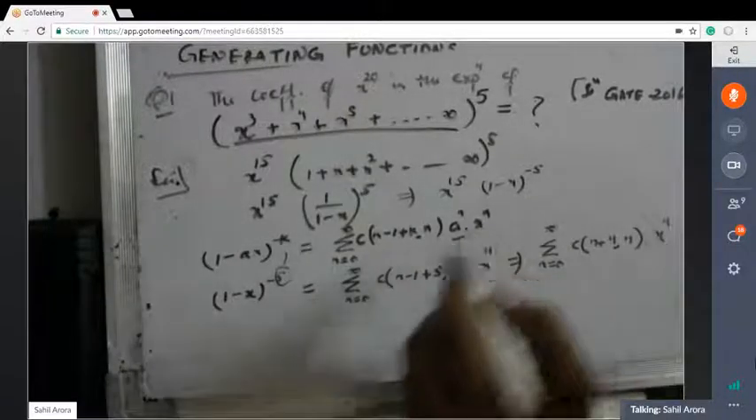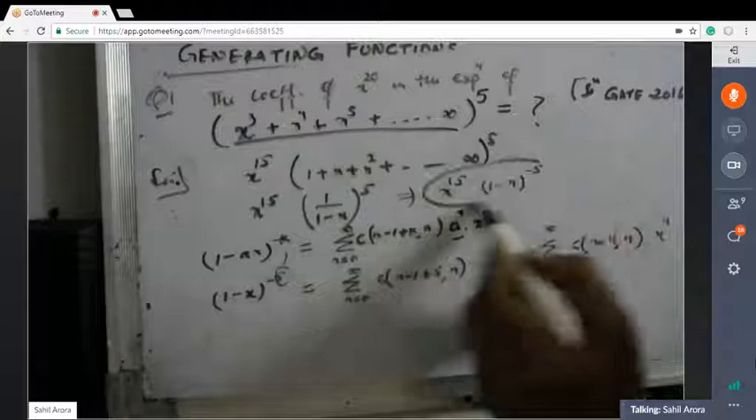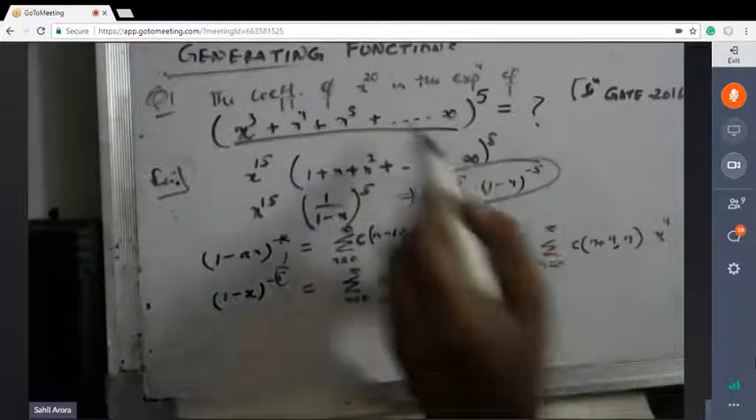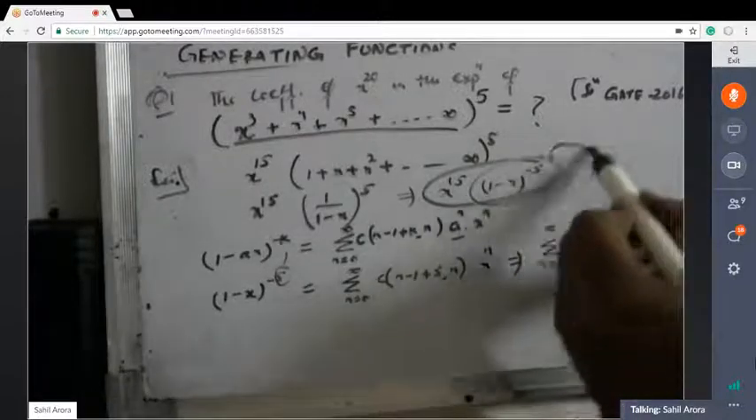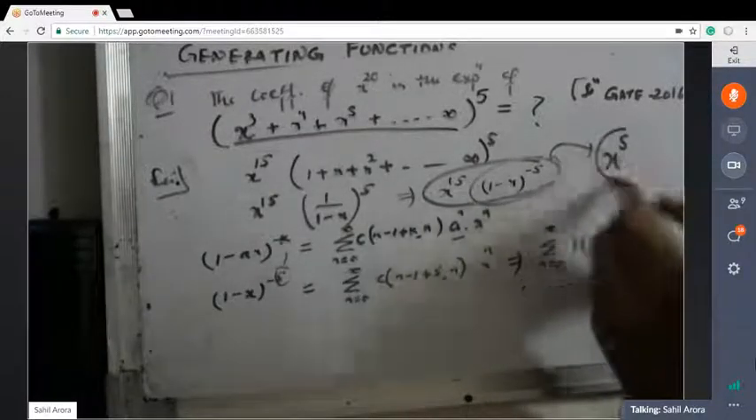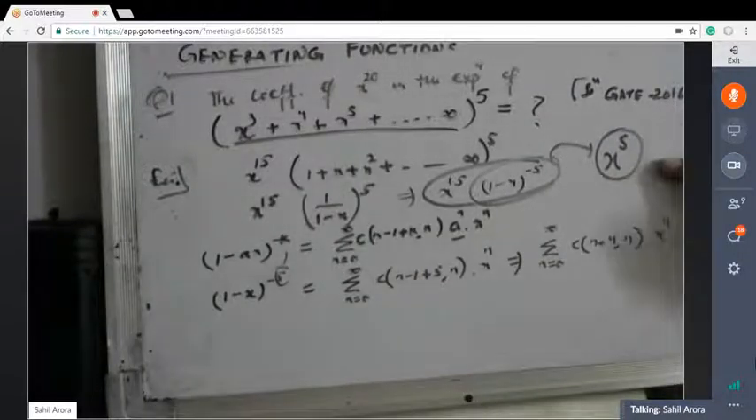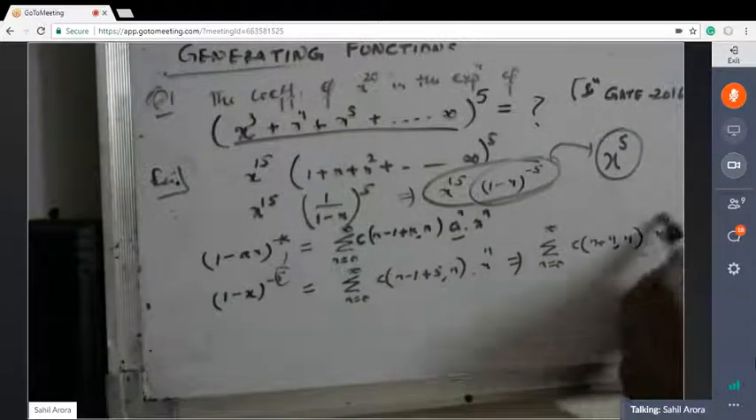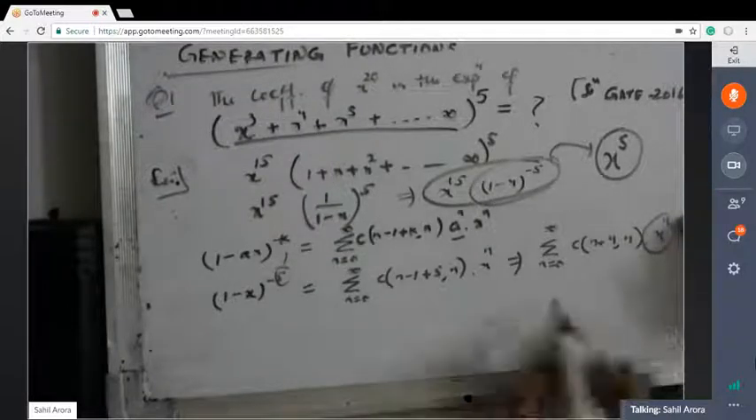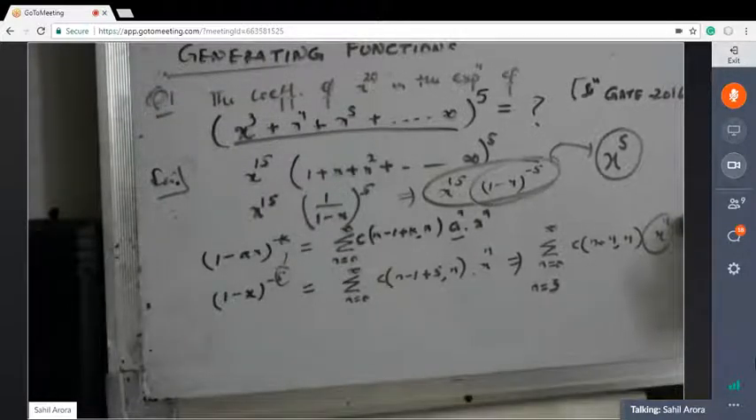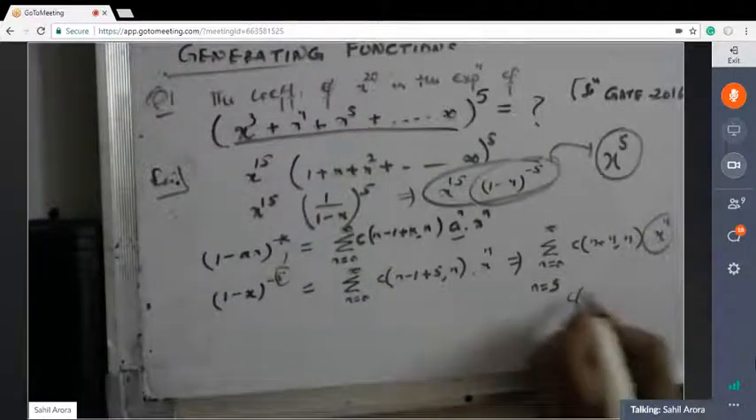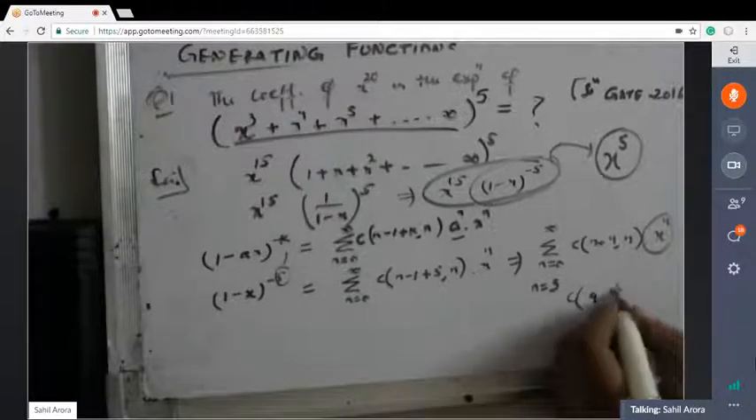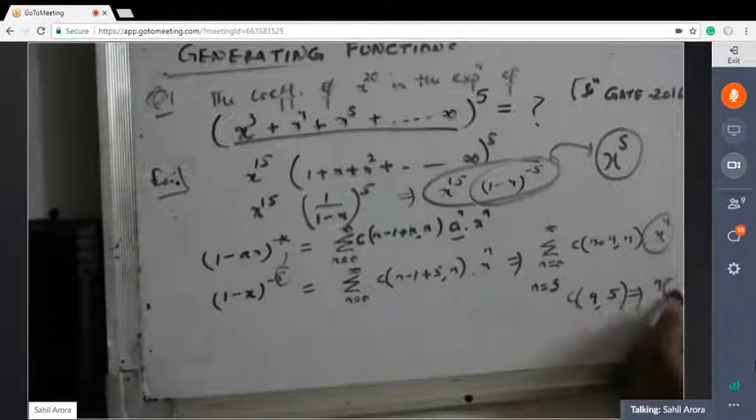Now I need to find x to the power 20. X to the power 15 I already got, so from the remaining I just need to find the coefficient of x to the power 5. If I want x to the power 5, it simply means n should be 5. So I can just put 5 here and I get 5 plus 4, which is 9, comma 5. So the answer is 9C5, which is 126. The answer becomes 126.